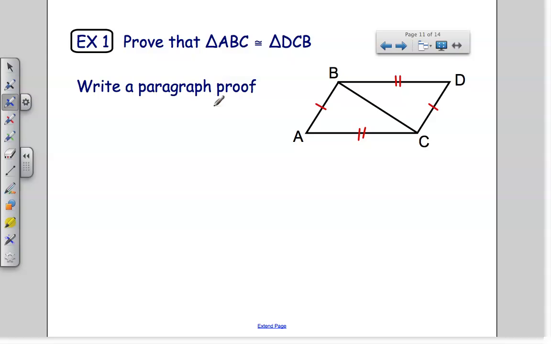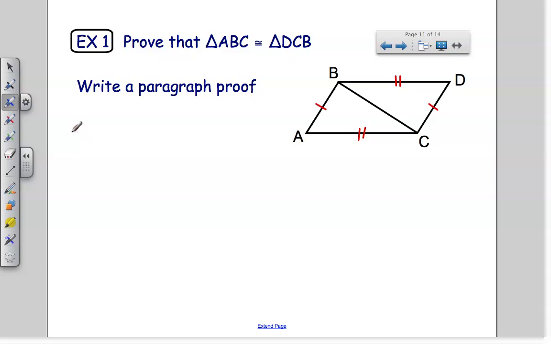Now if I'm writing a paragraph proof, I start with what's given. Notice they're giving me, because of the markings, that side AB and DC are congruent. Because of the markings, side AC and BD are congruent. Wait, so I have 2 sides congruent to 2 sides of the other. What about the third side? Well, the third side of both of these triangles happens to be side BC. And if it's in both triangles, it's obviously congruent to itself. What property says that something is congruent to itself is reflexive property. And I'm good to go by side, side, side.